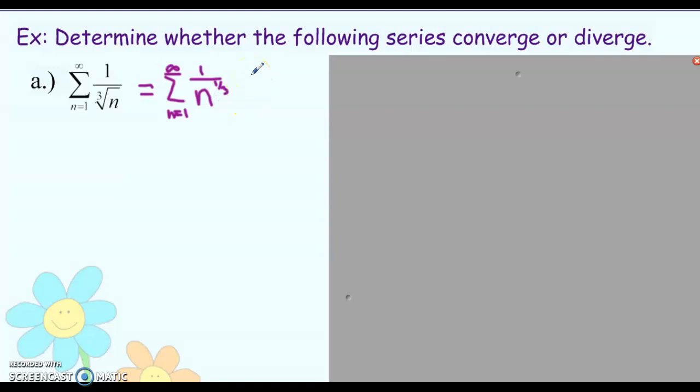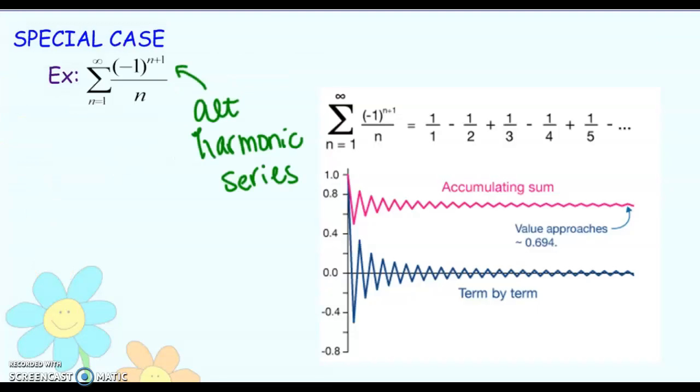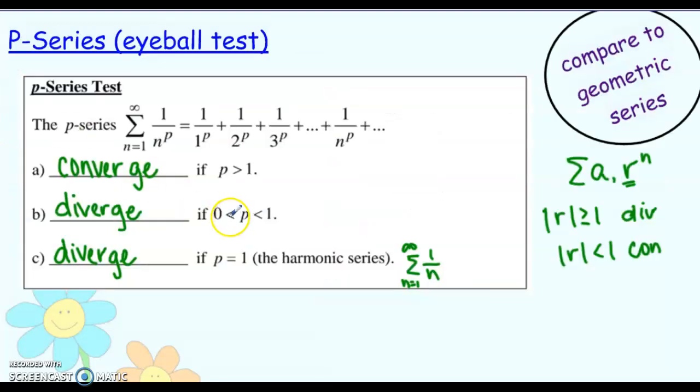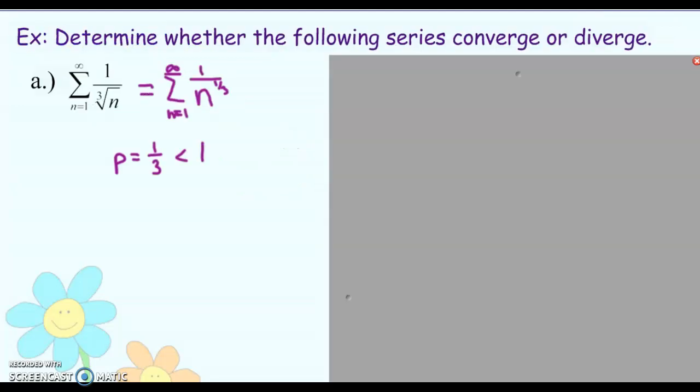And that is positive and is in the denominator, so we can use a p-series test. And we're going to take a look at that p-value. That p-value is equal to 1/3, which of course is less than 1. And if we're looking back at our notes, if it's greater than 0 but less than 1, then it diverges. So we're going to say this diverges by the p-series test.